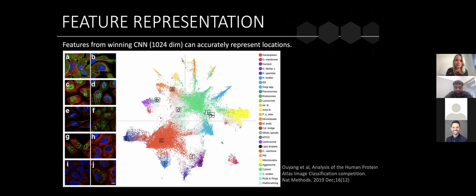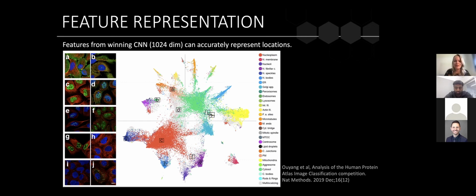A second thing that we were also very happy with is all these gray dots. They represent multi-localizing proteins. And if you look at, for example, F or D here, they're multi-localizing proteins. F is in the nucleus and nucleoli, and we can see that it ends up right in between the pure clusters of nucleoli and nucleus. It seems like this model also handles multi-localizing proteins in a nice way.